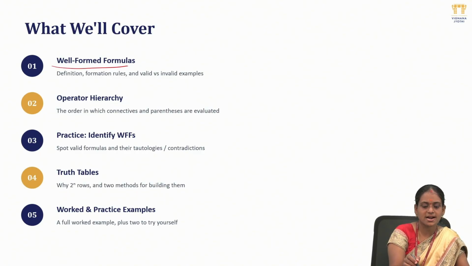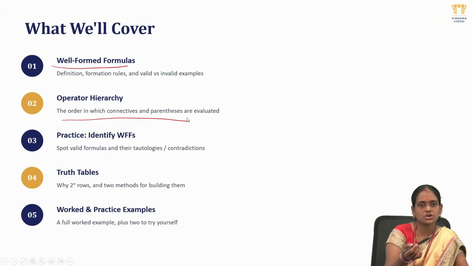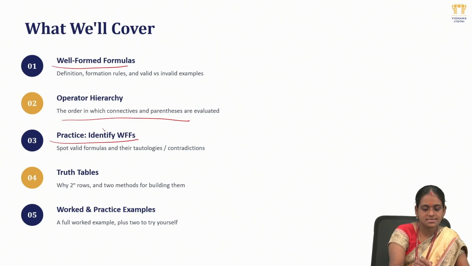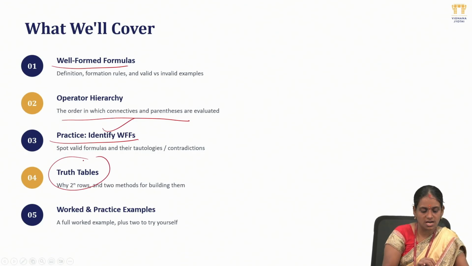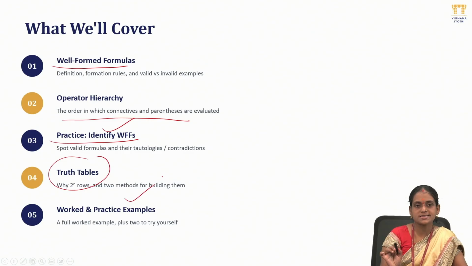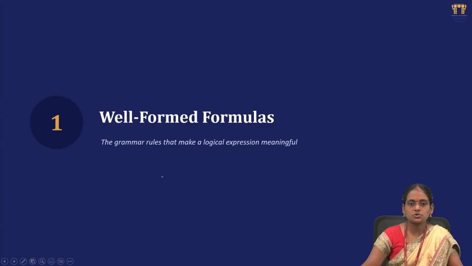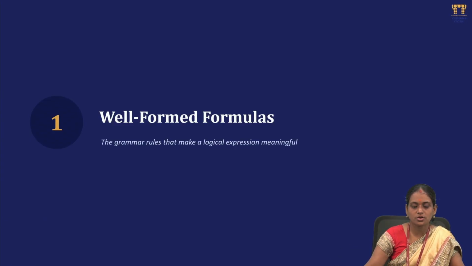In the previous lecture, we had seen different types of connectives. For those connectives, how are we going to give priority if the formula is very lengthy? Next, how are we going to identify whether a given formula is a valid well-formed formula or not? Next, the corresponding truth tables, and then some examples. First we need to know what we mean by well-formed formulas.